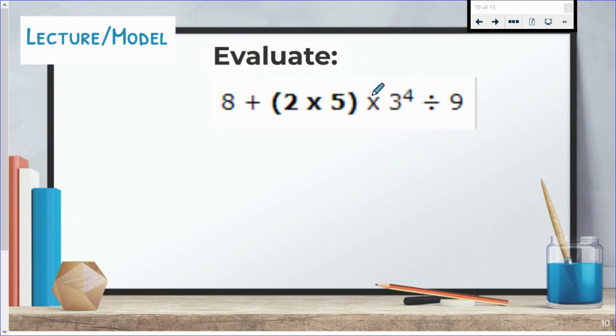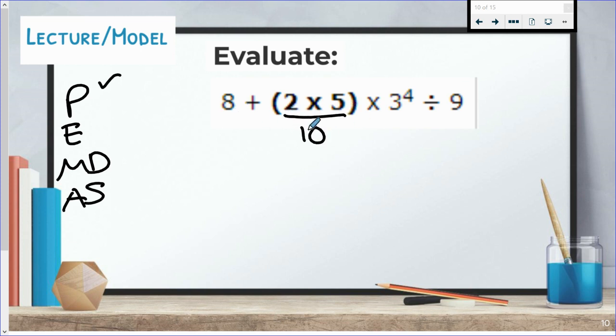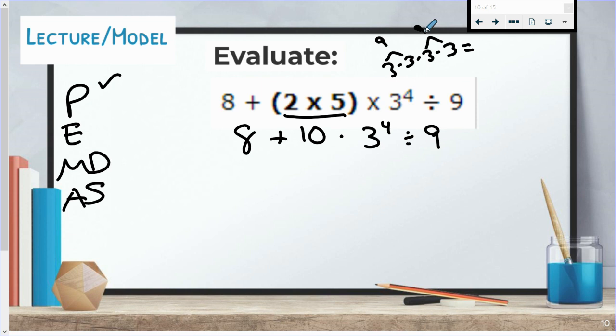All right, here's a little bit longer of an expression. So I'm still going to write my order here. Here I do have parentheses, so I'm going to check that off, and I'm going to underline what's in the parentheses. 2 times 5 is going to give us 10. Alrighty, next I do have exponents. 3 to the fourth power would be 3 times 3 times 3 times 3, which is not 12. That is adding 3 4 times. We are multiplying. The first 3 times 3 is 9. The second 3 times 3 is also 9. 9 times 9 gives us 81.